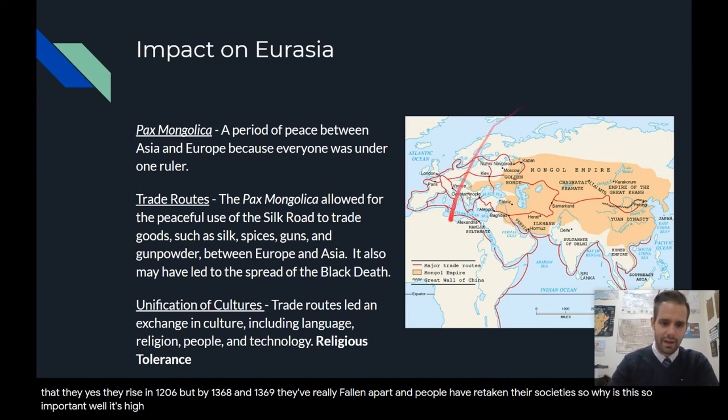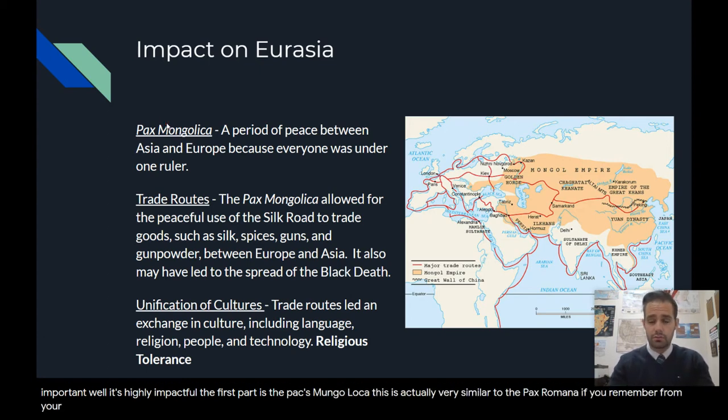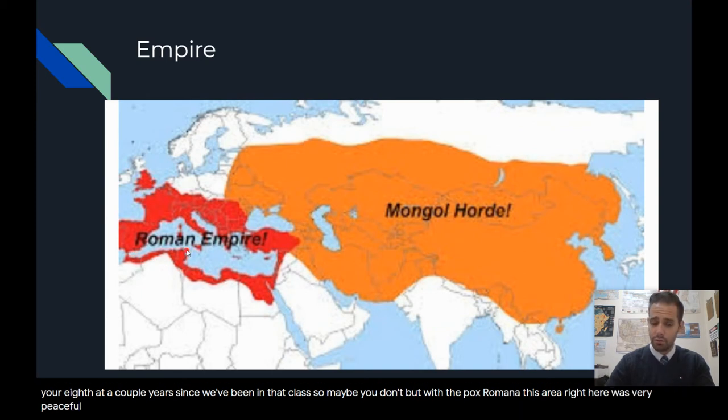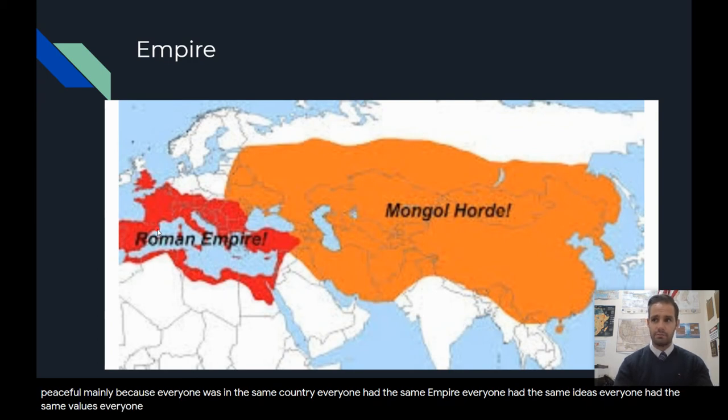Well, it's highly impactful. The first part is the Pax Mongolica. This is actually very similar to the Pax Romana, if you remember from your 8th grade history class. It's probably been a couple years since you've been in that class, so maybe you don't. But with the Pax Romana, this area right here was very peaceful, mainly because everyone was in the same empire. Everyone had the same ideas. Everyone had the same values. Everyone obeyed the same governor, obeyed the same emperor. So things were relatively peaceful.